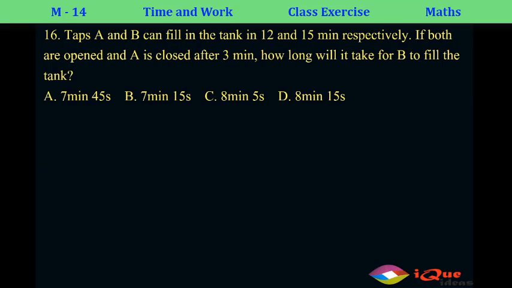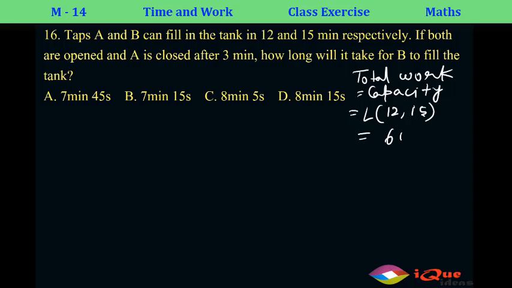Now this question says taps A and B can fill the tank in 12 and 15 minutes respectively. Both are open and A is closed after 3 minutes. How long will it take for B to fill the tank? Standard question. Let's take the total work to be the LCM. Total work in this case is the capacity of the tank. So the capacity of the tank is equal to the LCM of 12 and 15, which is 60 liters.